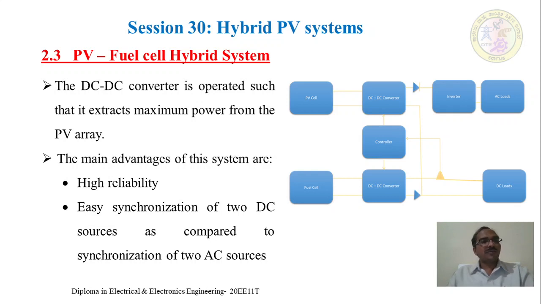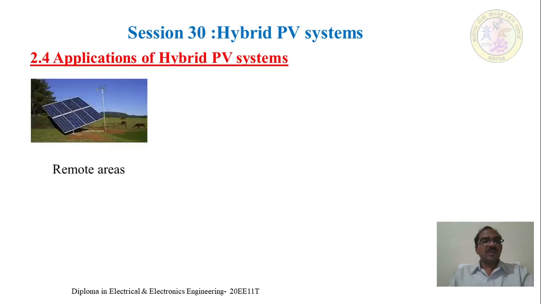What is the main advantage? High reliability. Why high reliability? Because even though the solar energy is not available, I can use the energy from the fuel cell. And easy synchronization of the two DC sources as compared to synchronization of AC sources. These are the two main importances.